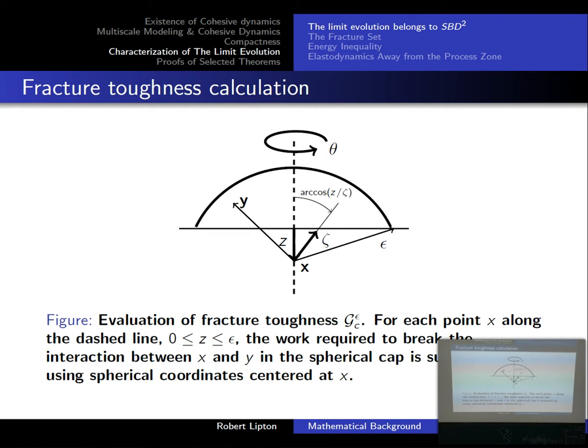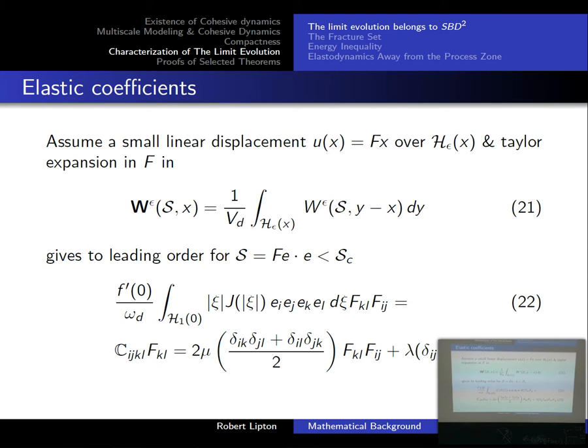So again, just for completeness, the evaluation of the fracture toughness was understanding the amount of work to separate the interaction of points on this side of an interface from the interaction of points on the other side of the interface. And again, we were only doing it for all points transverse to the interface. And so we did that calculation before.